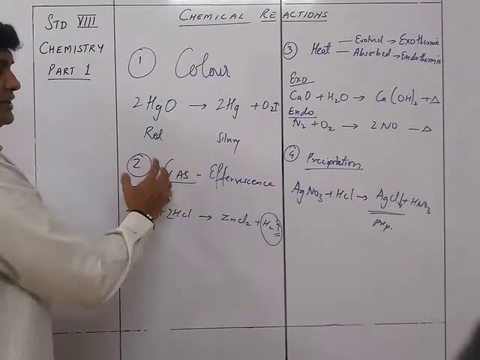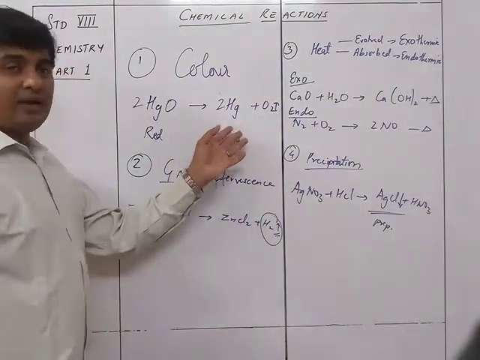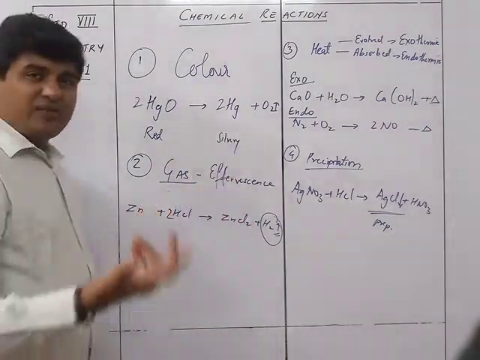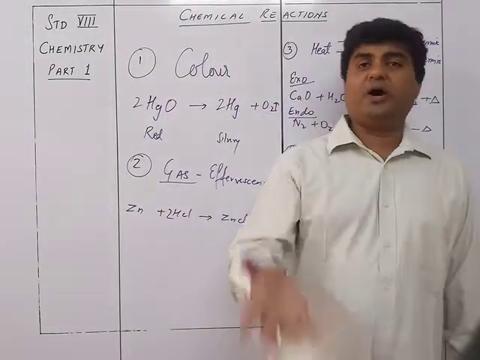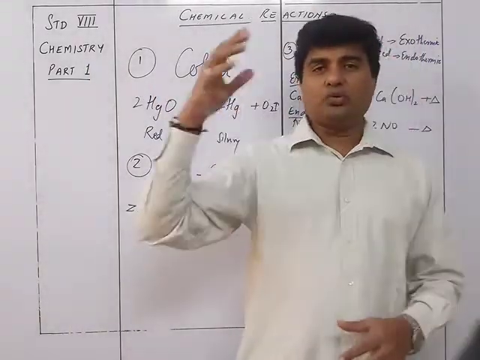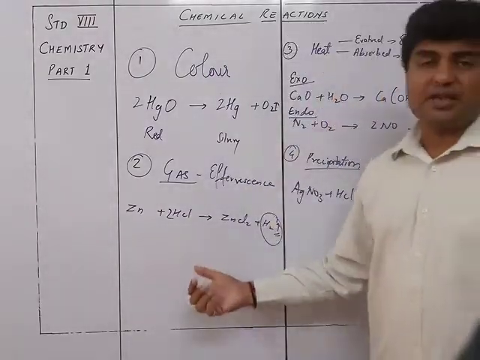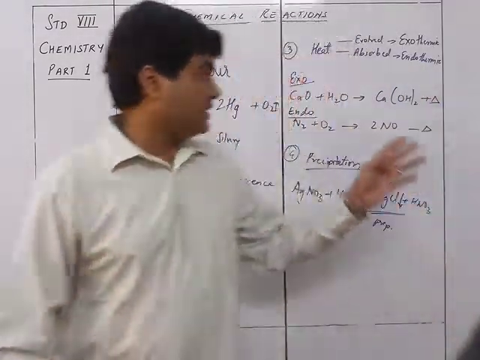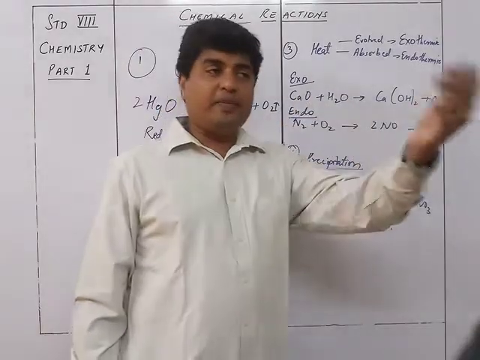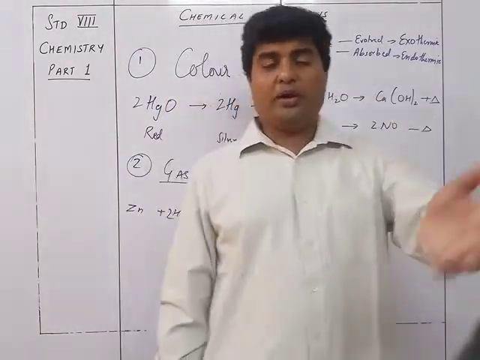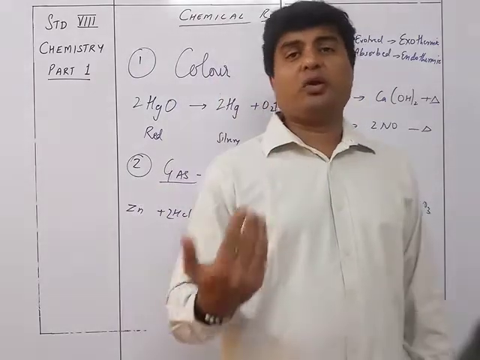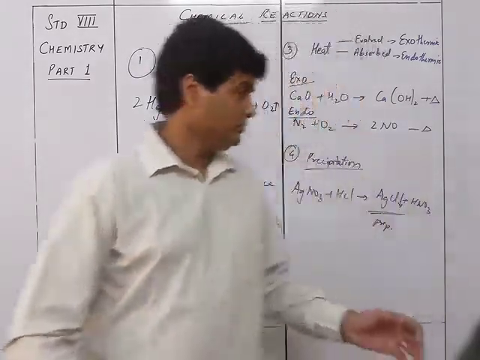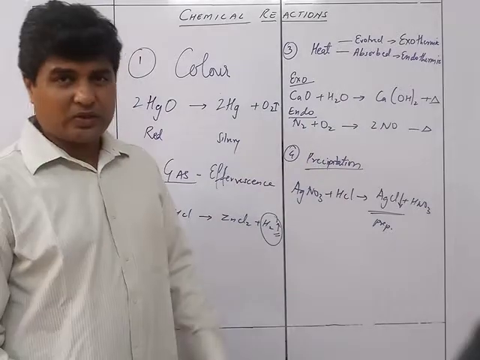the color change, red to silver, some such color change, or there is effervescence, that is the evolution of gas. So gas is going to be given out, evolved, and that will bubble out. So bubbling out of the gas is nothing but effervescence. The third thing could be the heat is going to either be absorbed or it is going to be evolved. If it is evolved, it is called as exothermic reaction. If it is absorbed, it is called as endothermic reaction. So these are the examples of exothermic and endothermic reaction.